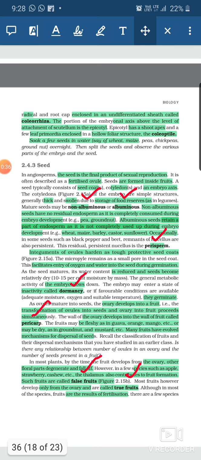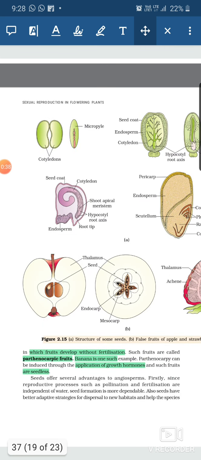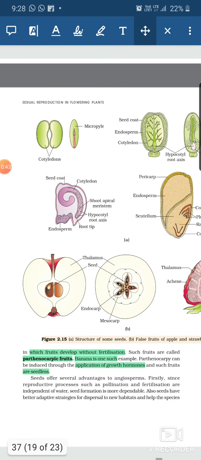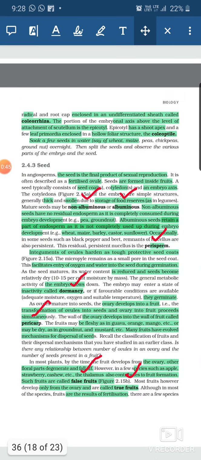In the next module we will be discussing the next topic, that is apomixis and polyembryony. That's all for today's module. Thank you.